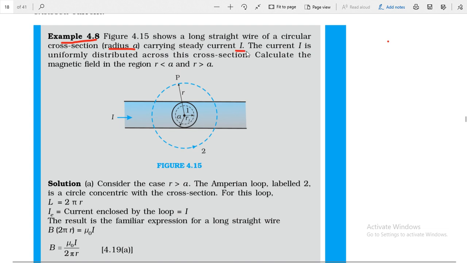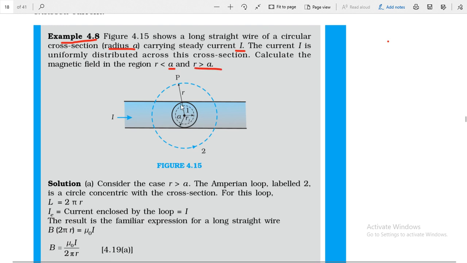So there is current I flowing through this wire. The current I is uniformly distributed across the cross section. Then calculate the magnetic field in the region r less than a and r greater than a. So you have to find the value of the magnetic field when r is less than a. It means inside the conductor. Then r greater than a means outside the conductor.